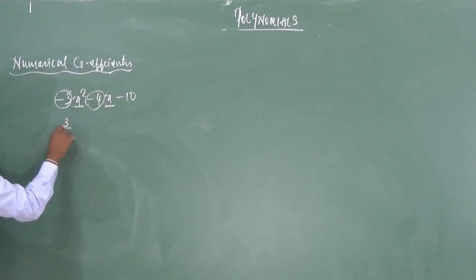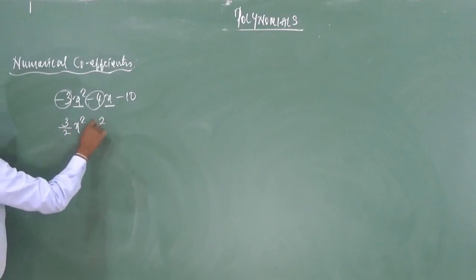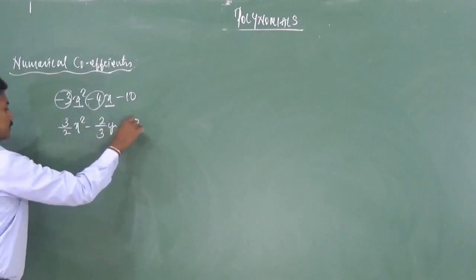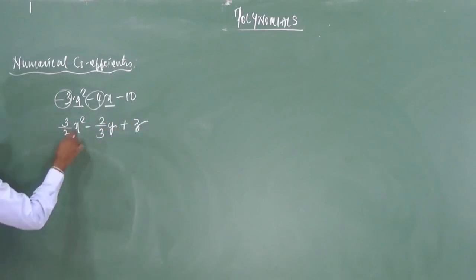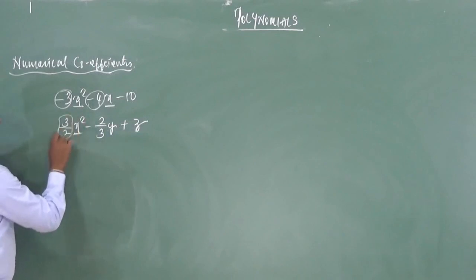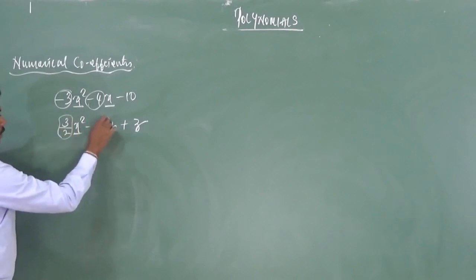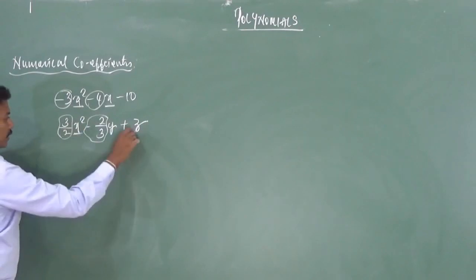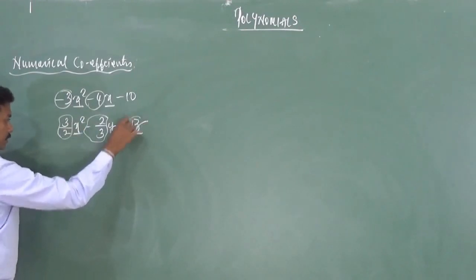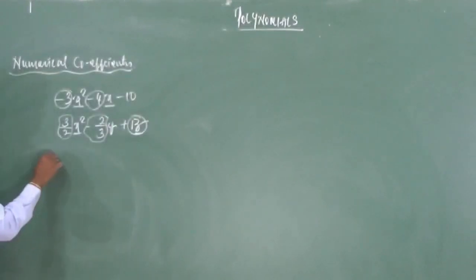Another one, 3 by 2 x square minus 2 by 3 y plus z. So what is the numerical coefficient of x square? It is 3 by 2. What is the numerical coefficient of y? It is minus 2 by 3. And what is the coefficient of z? It is plus 1.